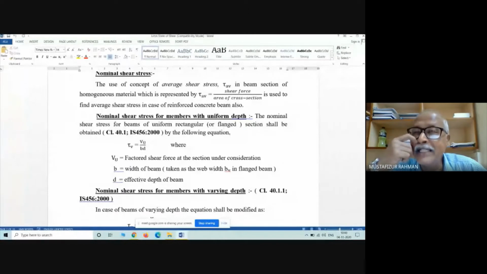That nominal stress, you do not misunderstand. Nominal does not mean something minimum. We can say it is actually the actual shear stress acting on the section.